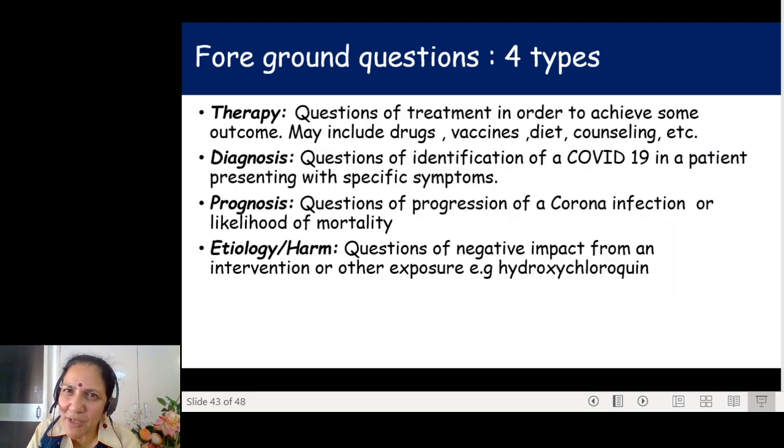So the therapy questions will be, in order to achieve a particular outcome, what type of drugs, vaccines, diets, counseling, etc. For diagnosis, for example, a person comes with the features, some specific symptoms. How do you diagnose? The questions of identification of COVID-19. Then there could be questions related to progression of corona infection and the likelihood of mortality. That means prognosis. Then the 4th type of question could be related to the harm or the etiology, just like questions of negative impact from an intervention. For example, a lot of questions were related to the harm due to hydroxychloroquine.